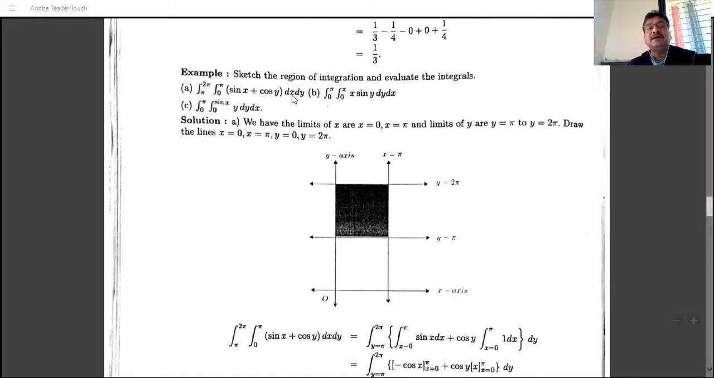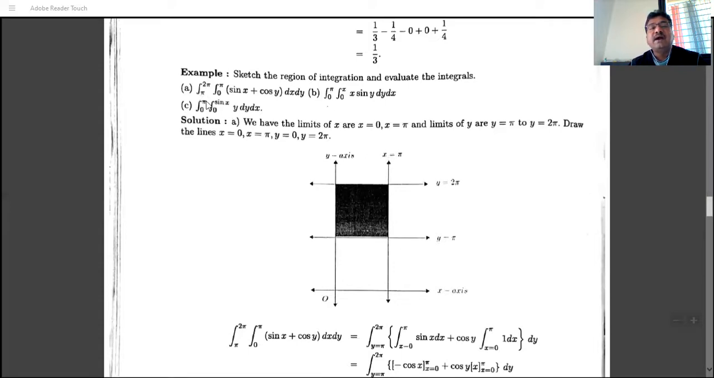Instead of this dx dy, if there is dy dx, then we consider 0 to pi as the limit on y, and pi to 2 pi is the limit on x. So here there is dx dy, so 0 to pi is the limit on x. So x is equal to 0 is the y-axis. X is equal to pi is this line, at a distance pi and parallel to the y-axis.